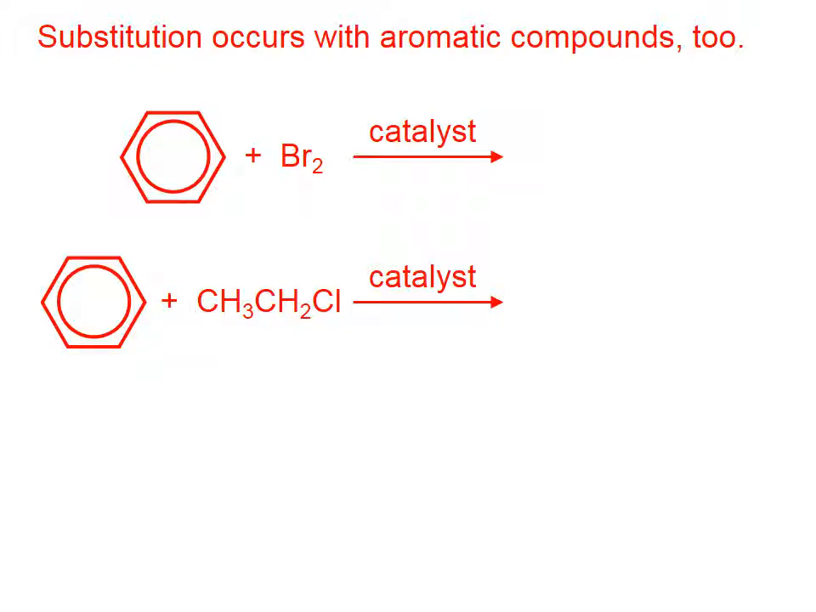Substitution occurs with aromatic compounds as well. Here we have benzene as a reactant in both of these reactions. You remember that around the outside we have one hydrogen connected to each of these 6 carbons. One of those hydrogens would be removed. It would bond with the other bromine atom, and we would put a bromo group on that benzene molecule. And if we add more bromine, you could potentially put additional Brs around the outside at certain locations.